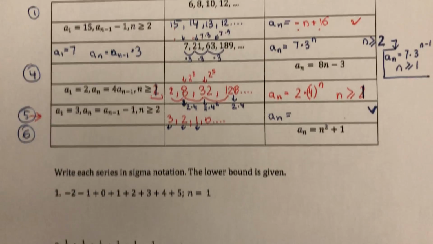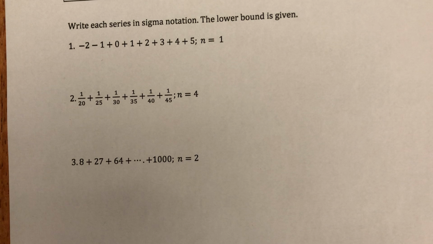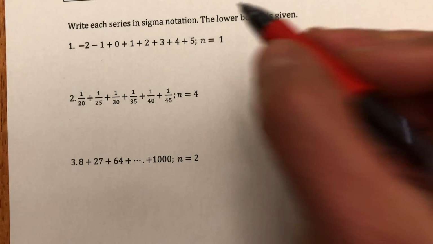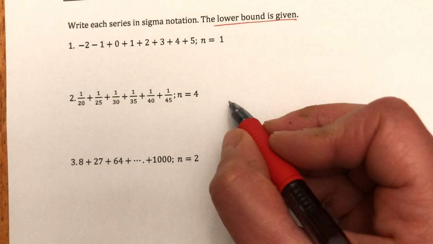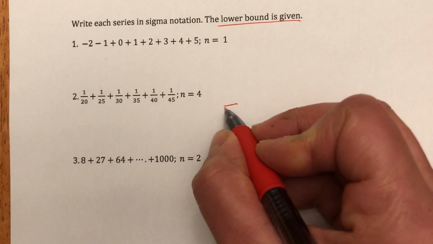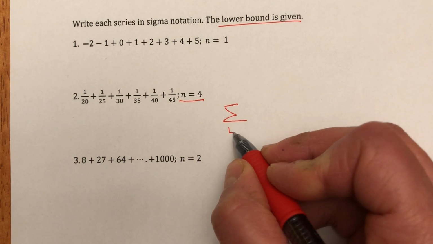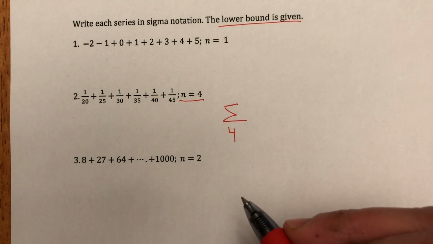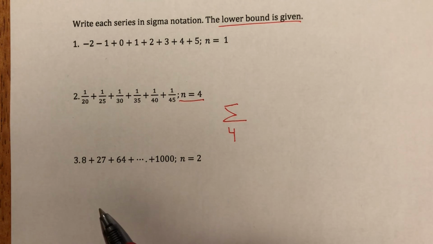All right, another one that gave you a little bit of trouble was to write each series using the sigma notation, and take a look. The lower bound is given. I am going to do one of them. This one seems the most difficult, so I want you to pay attention to this. I am starting at 4, that is my lower bound, and what I am calculating is how many terms do I have.